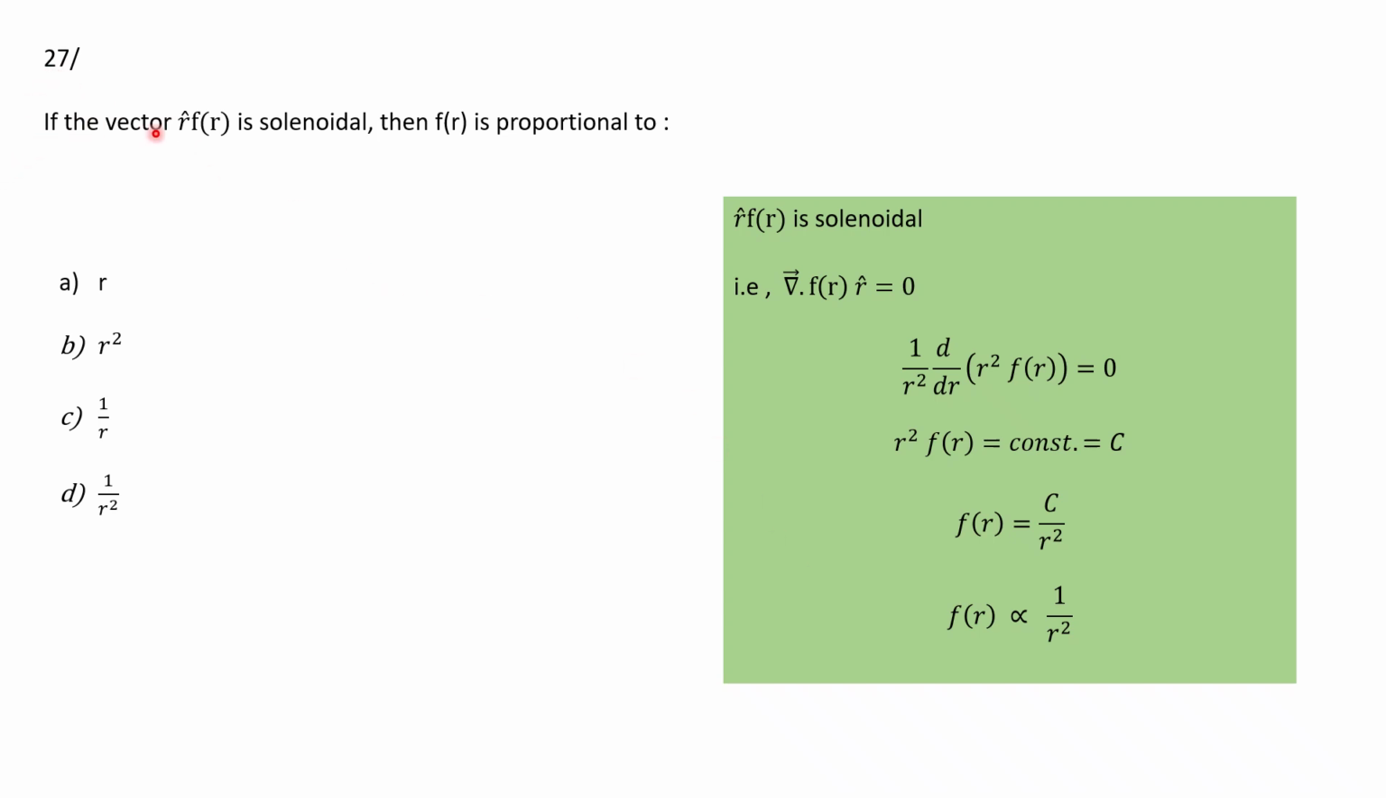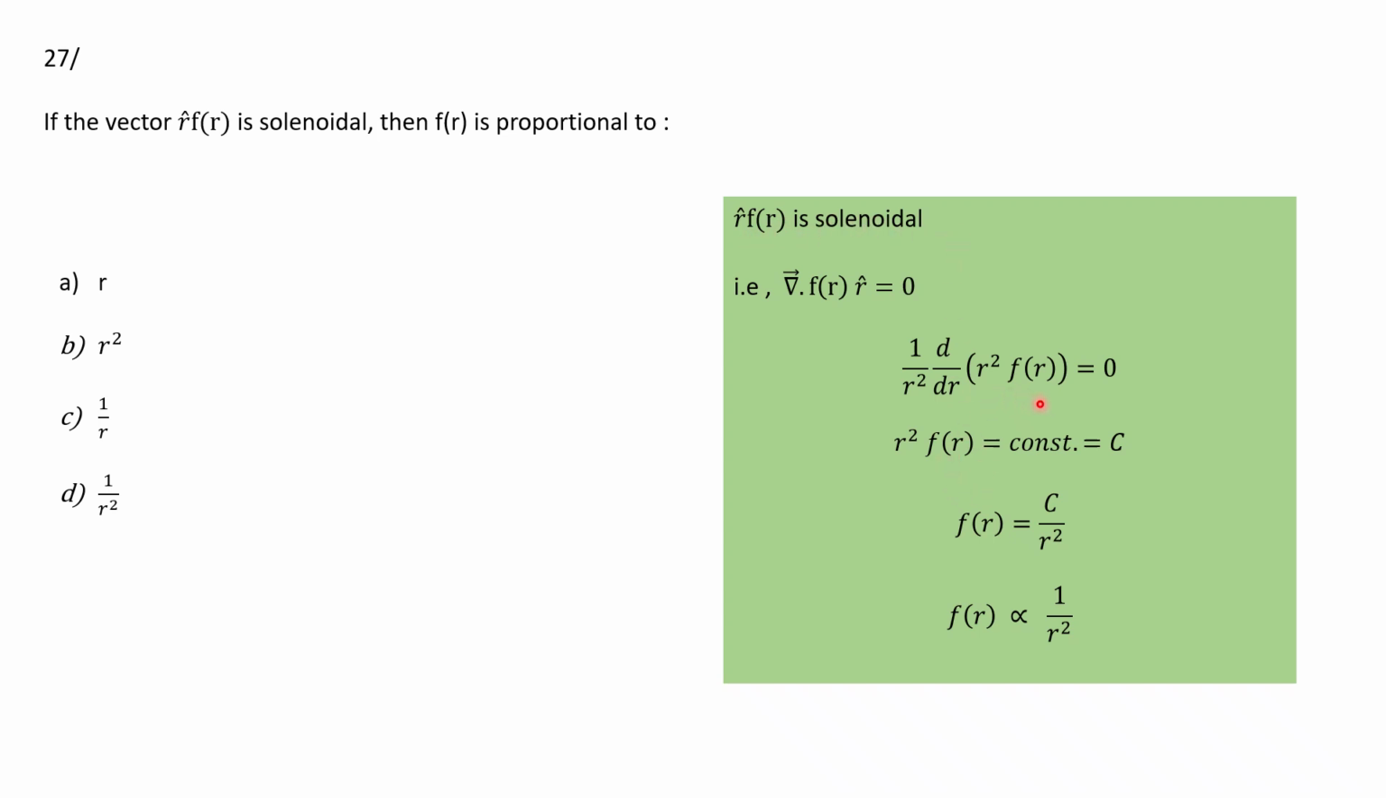Then, if the vector field F of r is solenoidal, then F of r is proportional to what? So we have a vector given, F of r, and its direction is along r. Since F of r is solenoidal, we know the condition del dot F of r equals 0. In the spherical case, del dot F of r r cap can be written as 1 by r square d by dr of r square F of r equals 0, because F of r is solenoidal.